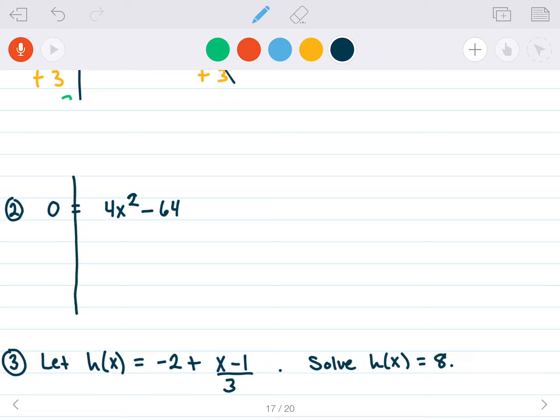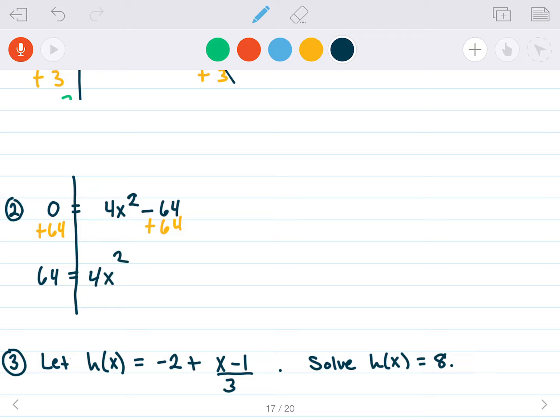All right. So with my variable on the right side, I have some operations happening. I have multiplication by 4, I have a square, and I have subtraction by 64. The furthest operation away from the variable is subtraction by 64. So I'm going to add 64 to both sides first to undo that. When I do that, I get 64 is equal to 4x squared.